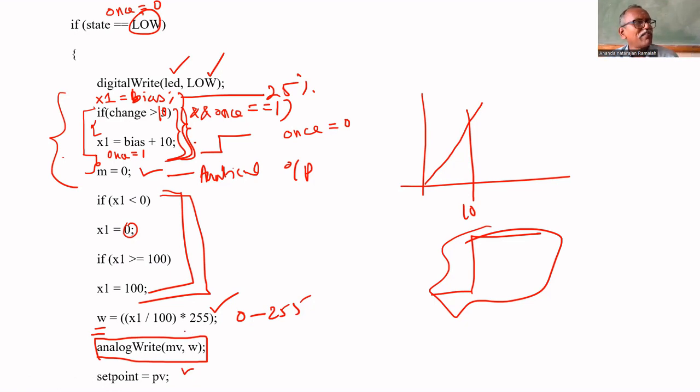Why in manual mode are we making set point equal to PV? In the PID controller, if you want to transfer from manual mode to auto mode, we will make set point equal to PV. Always we include this statement, meaning whenever it comes here, it will make set point equal to PV. If you transfer any time to closed loop, set point equal to PV. That's why this statement is there. That's all about open loop.